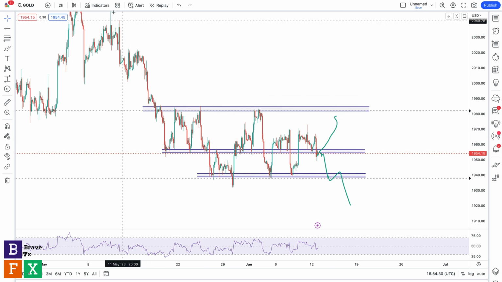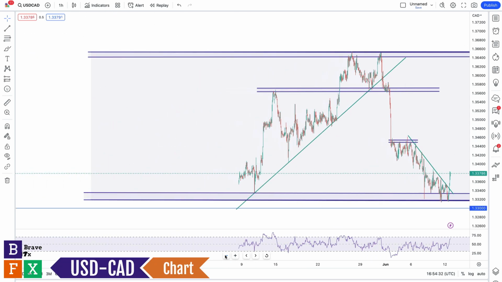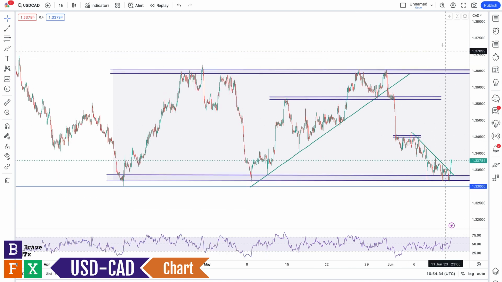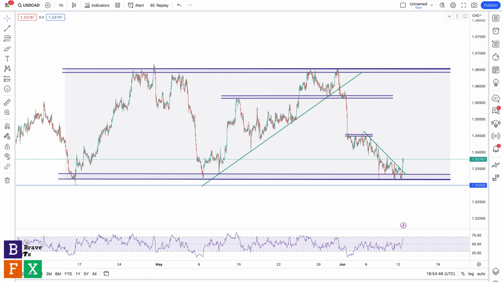So moving on, USD-CAD, very interesting chart, and we seem to be trading within a very solid range. Mind you, I'm making this video on Monday and this is a live chart. So by the time you're watching this video, prices might have changed, so just bear with me and trade accordingly as the price action evolves.